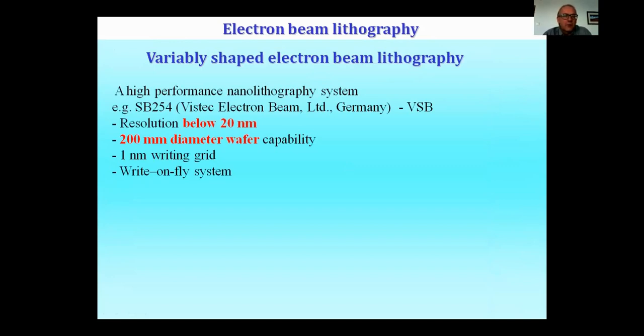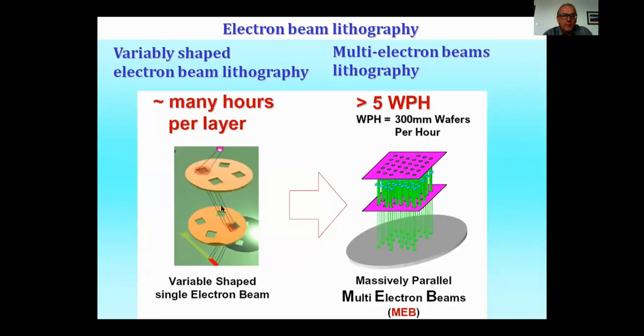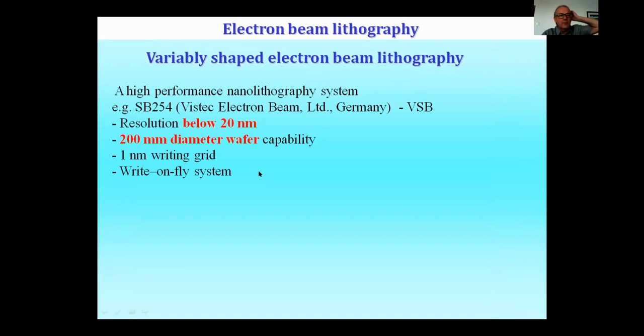So in research, this system with one beam, variable shaped, for example is equipment from Vistec Electron Beam in Germany, SB254, with resolution below 20 nanometers, 200 or even 300 millimeter diameter of wafers, 1 nanometer writing grid, and write-on-fly system. So that means that this system is very high speed for research, but for production is very slow.